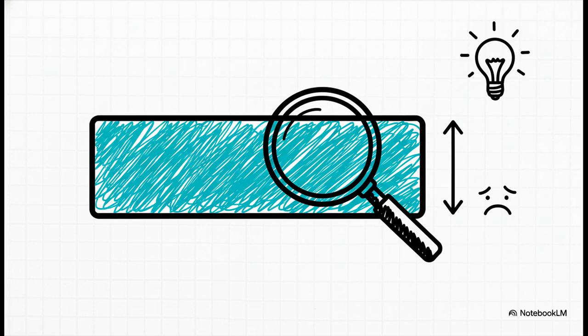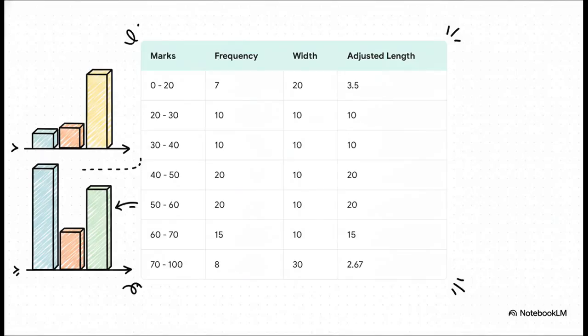Okay, here's the secret. With histograms, it's the area of the rectangle that represents the frequency, not just the height. Now, when all the bars have the same width, it's fine to just look at the height. But when the widths are different, like they are here, just looking at the height gives you a totally false impression. So, how do we fix this lie?